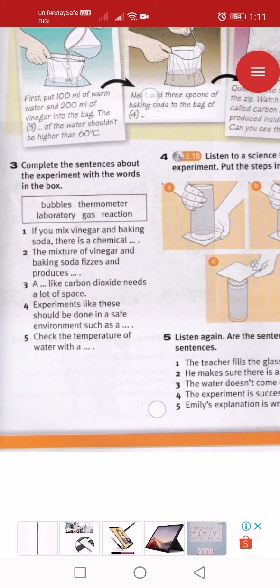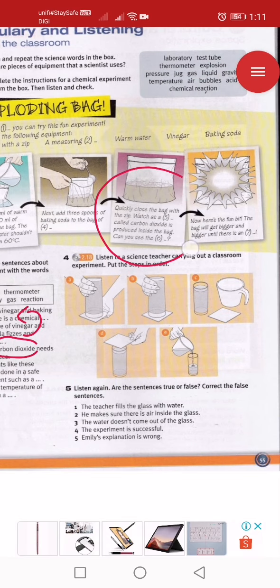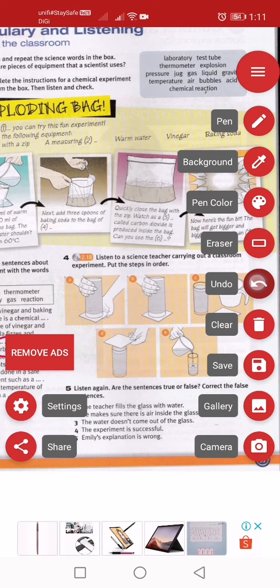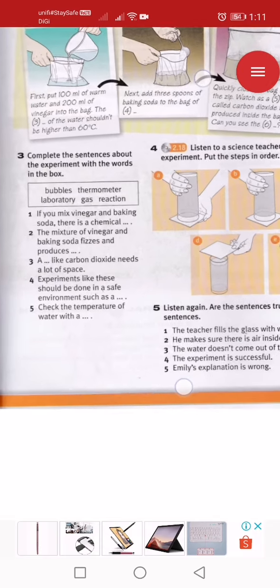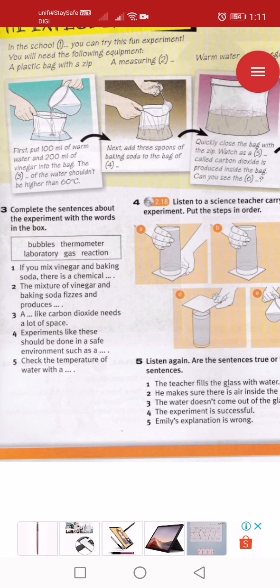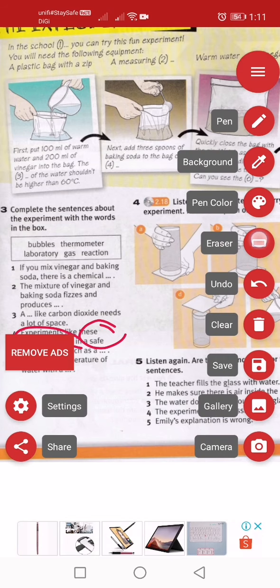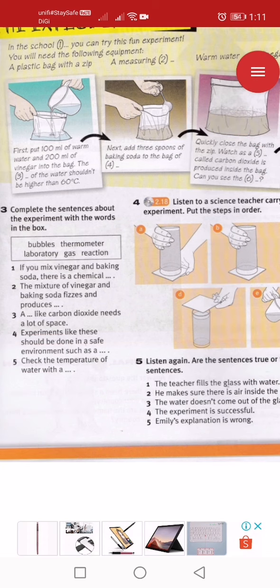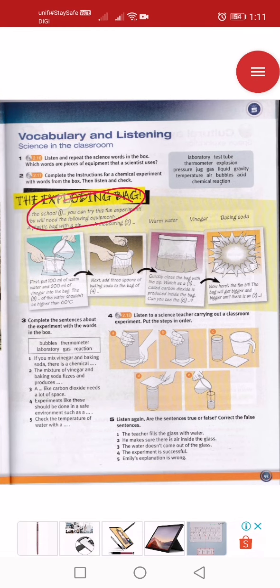Question number 3. Carbon dioxide needs a lot of space. Carbon dioxide itu sejenis apa? Carbon dioxide is a type of? The answer is also in picture number 3. Question number 4, experiments. Uji kaji atau eksperimen like this should be done in a safe environment. Perlu dibuat di environment persekitaran yang selamat, such as usually where do you do experiment? We have talked about this word. The answer is in here.